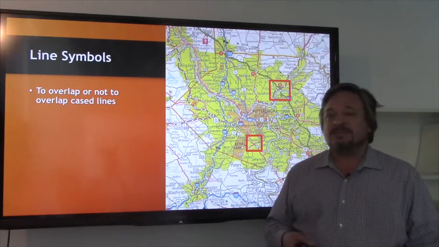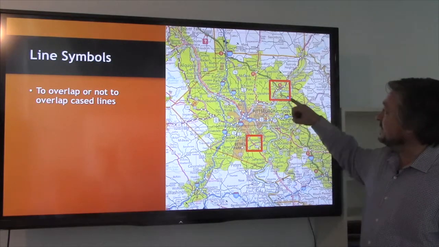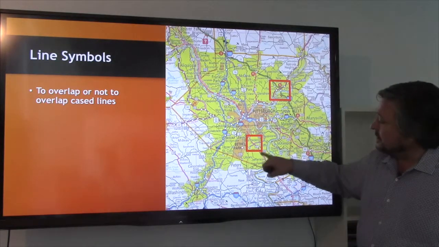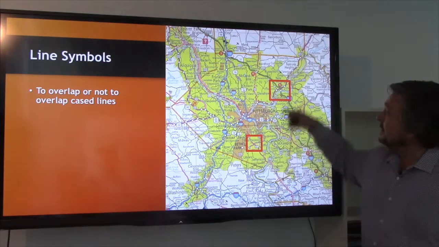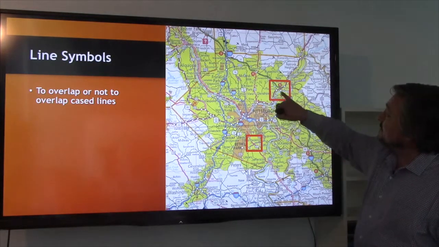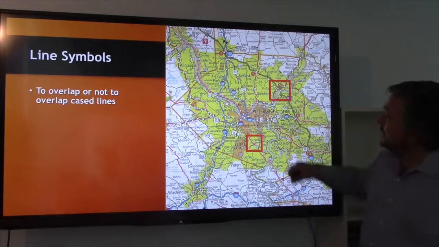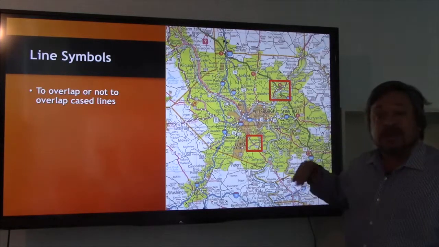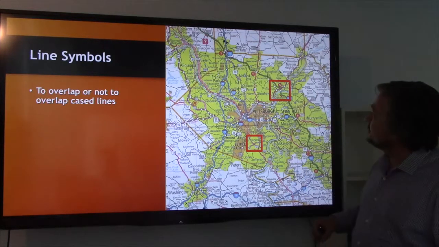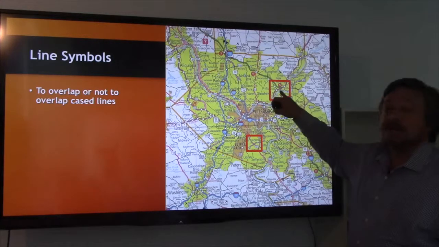With line casing, we have to decide, are we going to overlap or not overlap? And look at these two different examples. In this case, we have the red going on top of the cased pink line. And in this case, we have the green going underneath the red cased line. But in other places, like on this blue line, they aren't overlapping, they're interconnecting. So they're trying to show whether the roads are connected or not connected.